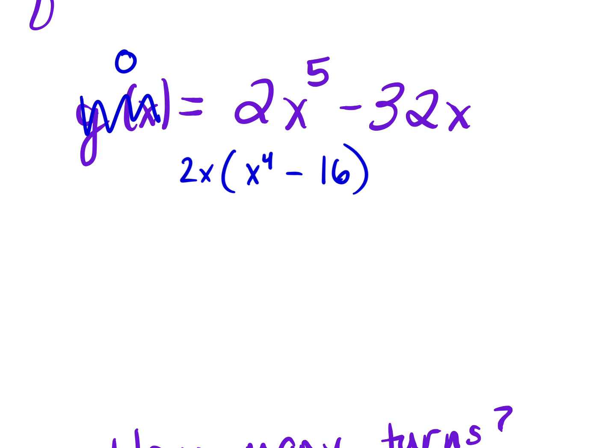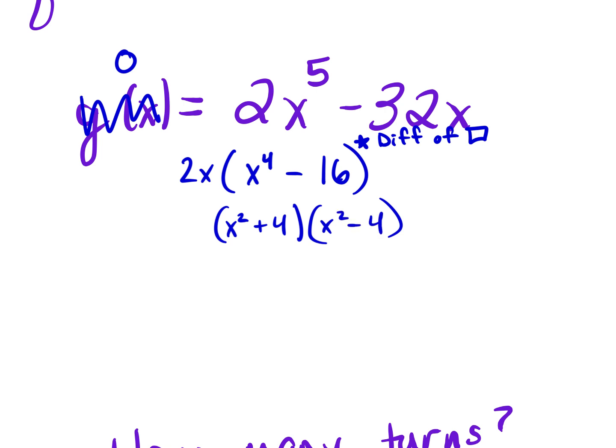Yeah, we can. What's special about x to the fourth power and 16? They're both perfect squares, so it's a difference of squares. So just like we factored the one on the last page, it factors into its perfect squares. So what would go into our parentheses? Awesome. x squared plus 4 and x squared minus 4. Then we still have that 2x on the outside.